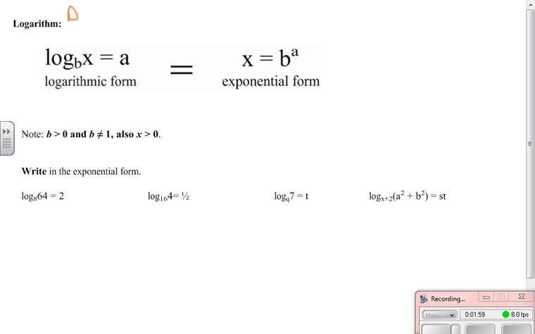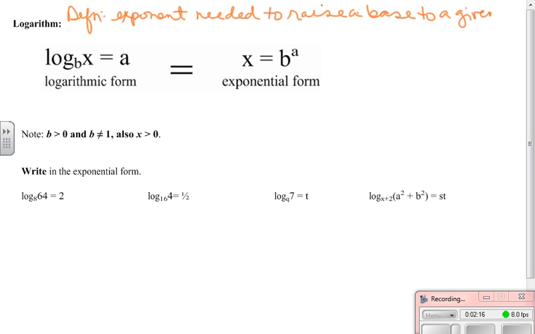Okay, definition. The exponent needed to raise a base to a given answer. So you can see right away from the definition how exponents and logs are related.